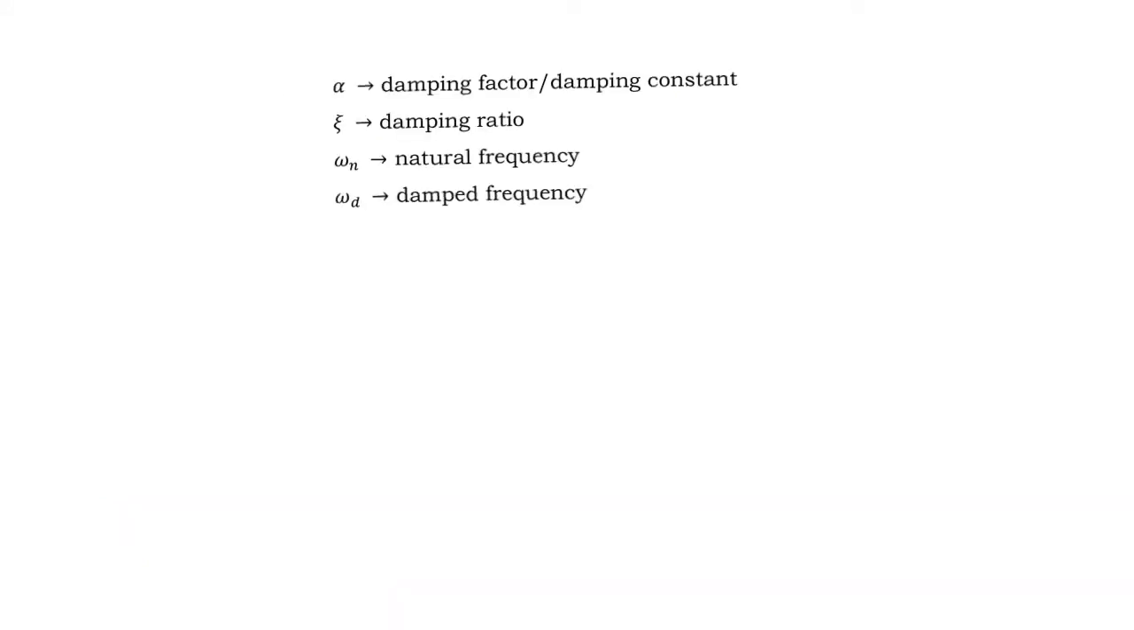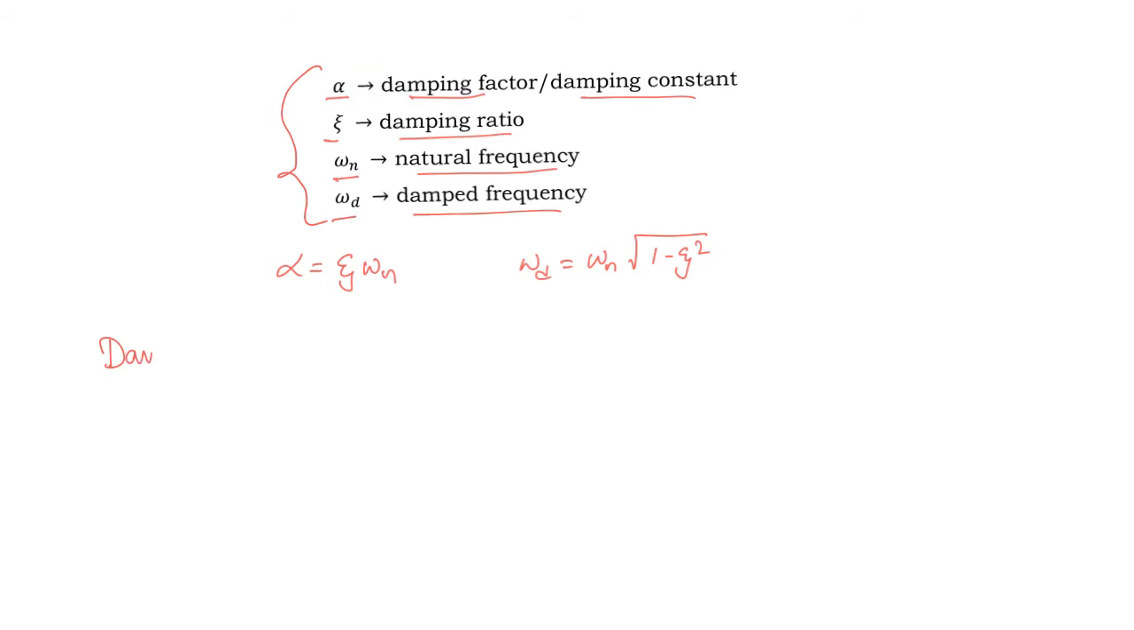So for a second order system, alpha is the damping factor or damping constant, zeta is the damping ratio, omega n is the natural frequency, and omega d is the damped frequency. How are they related? Alpha is equal to zeta omega n, and omega d is equal to omega n root over 1 minus zeta square. So these are the 4 parameters of a second order system. Next we will discuss damping in second order systems. Damping will depend on these parameters only.